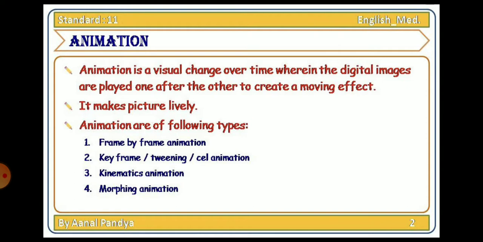Animation is of the following types. There are four types of animation: frame by frame animation, keyframe animation, which is also known as tweening, cell animation, kinematics animation, and morphing animation. From these, we have to practically do keyframe animation. Frame by frame animation is also easy and you can do it. You have to change the picture time by time, and you have to change the position of the object over a period of time, and it will create the animation.